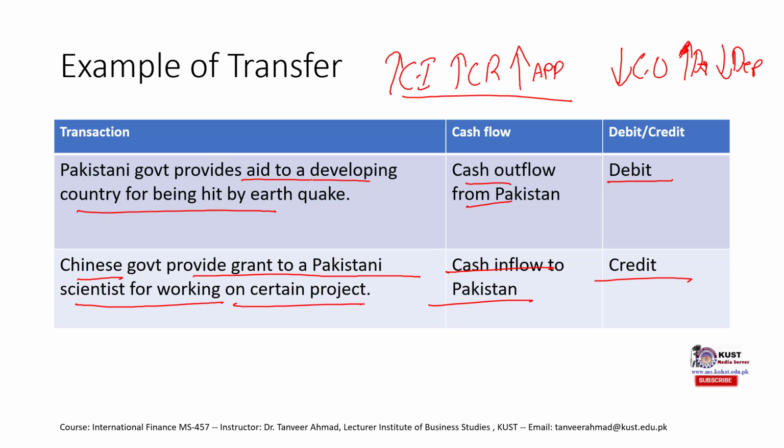For example, the Pakistani government providing aid for the earthquake to another country is just a small part, and this small part does not have much effect on the exchange rate. And then there are a multitude of factors that would affect it. It's not just exports or imports or factor income. There are a multitude of other factors that play a role.